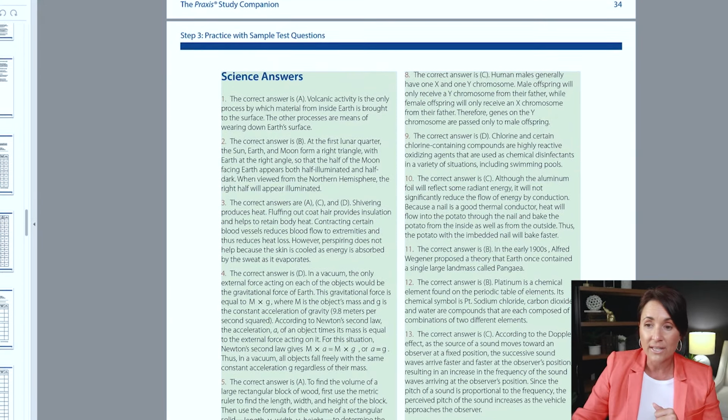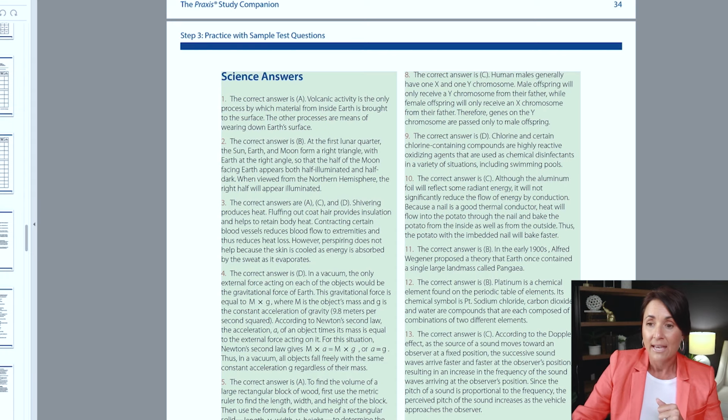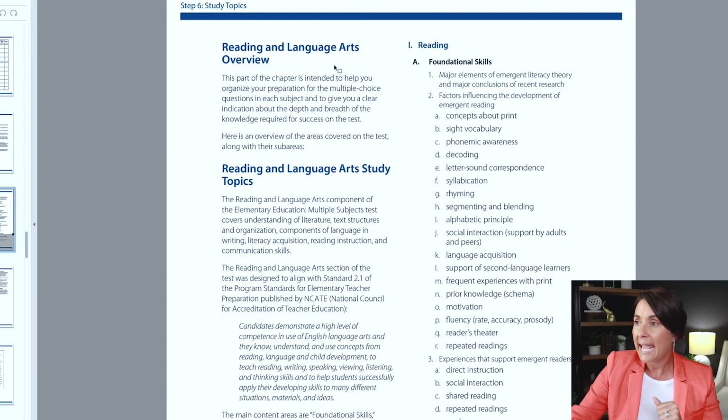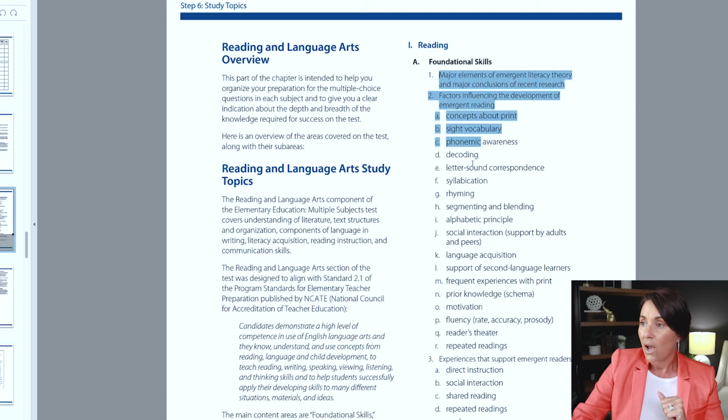Now, another really fabulous thing that they have in this study companion towards the end, and I'm on page 44 here, they have all of this.